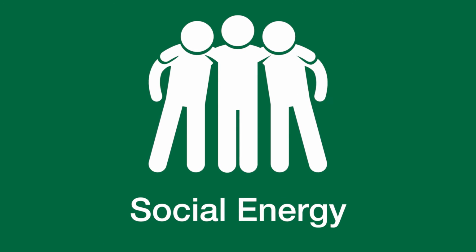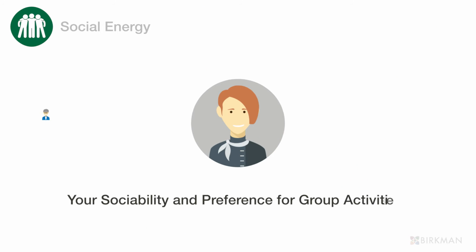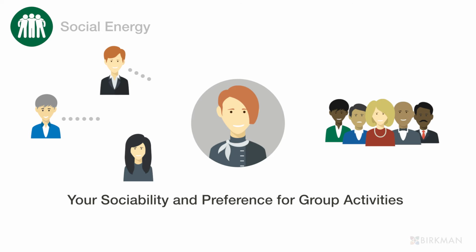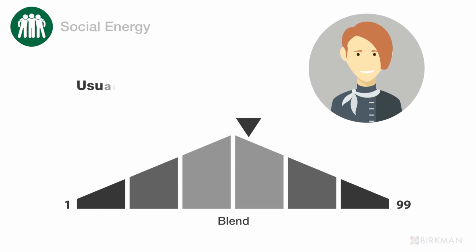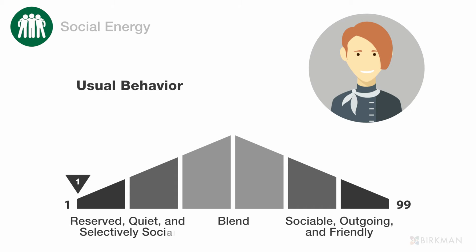Social energy is one of the 9 personality components of the Birkman method. It measures your sociability and preference for group activities. If you have a high usual score, you are seen as sociable, outgoing, and friendly, whereas a low usual score means you are seen as reserved, quiet, and selectively sociable.